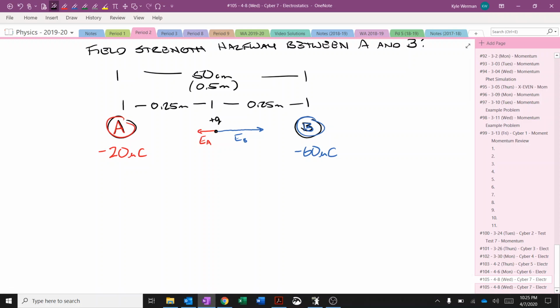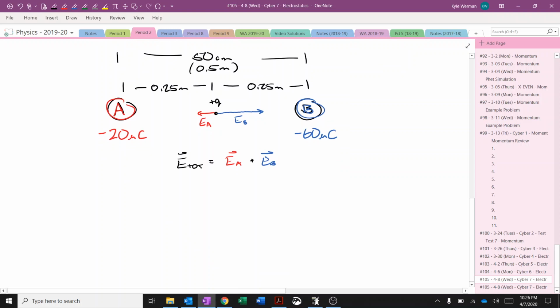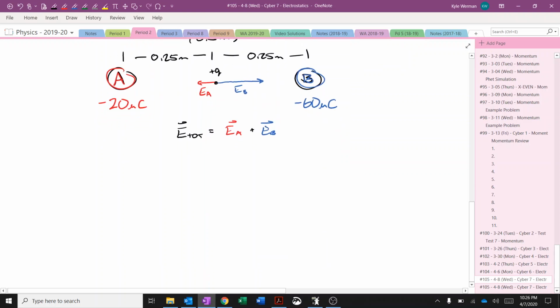And because we're adding vectors, my answer, the total field, should be the vector sum of A and B. And hopefully from the picture you'd identify, we are expecting an answer that is to the right. Towards B would be what we'd expect from our drawing. Well, now let's actually start calculating some things. So we have our field strength equation.